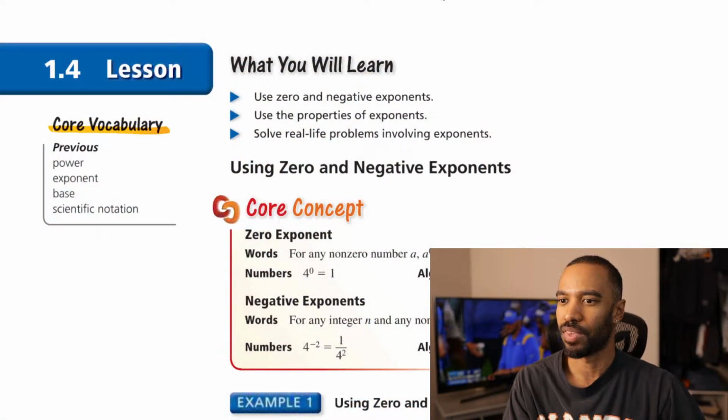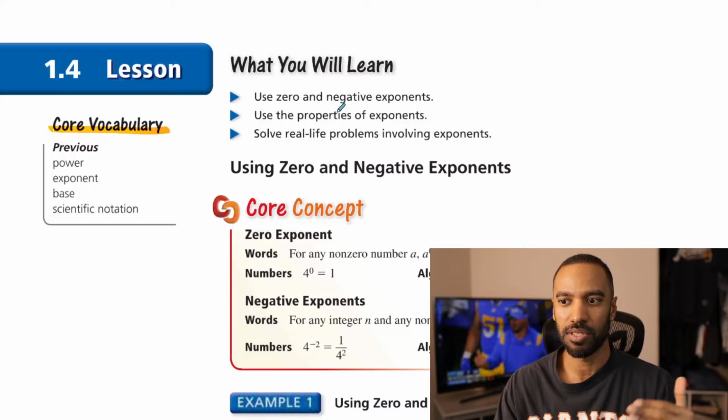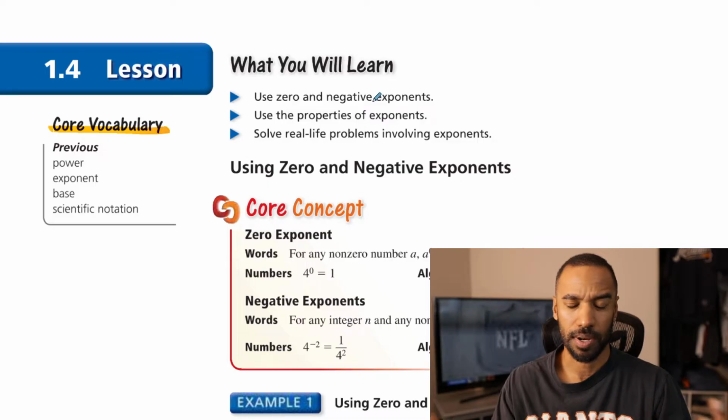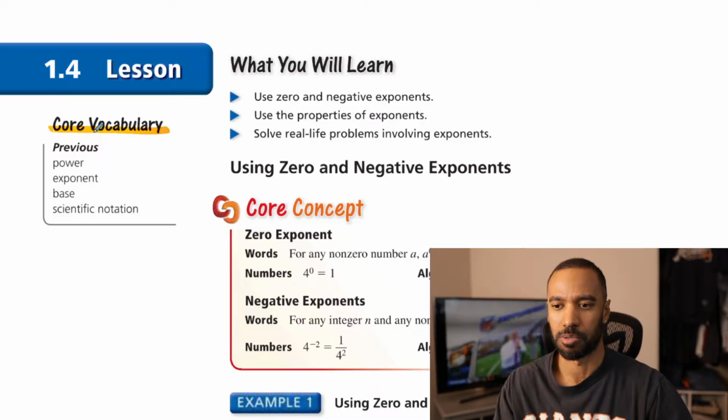We'll run through a lecture overview looking at what kinds of properties they have in mind for us, and then we will go to the problem set. So let's begin by taking a look at, we will learn to use the zero exponent and negative exponents, the properties of exponents, so anything else that's involved with them, and solve real-life problems involving exponents.